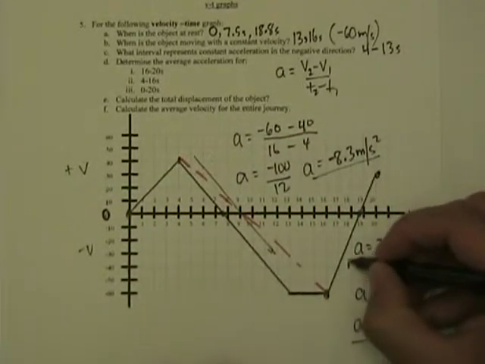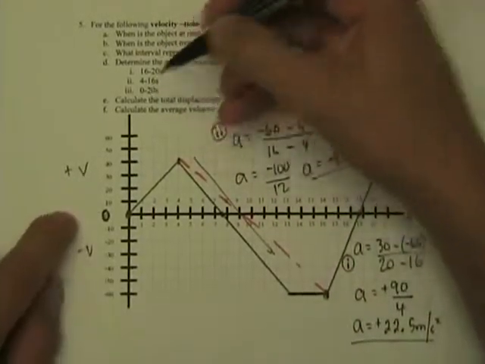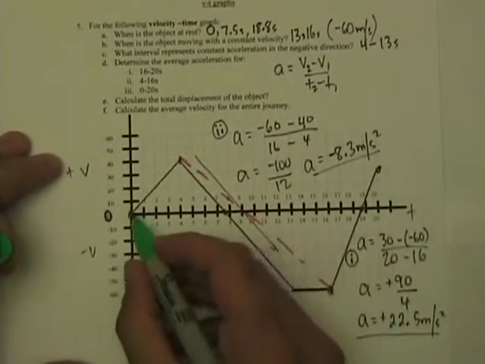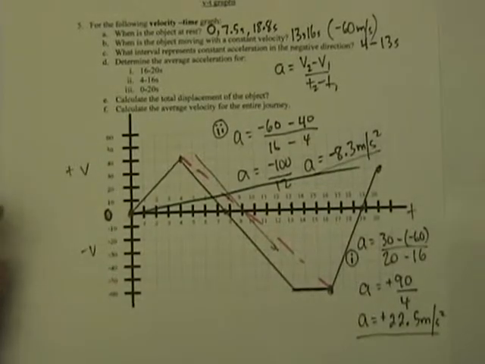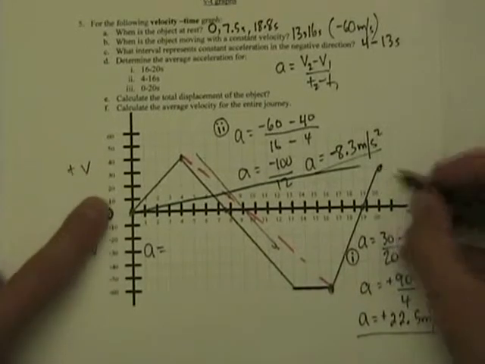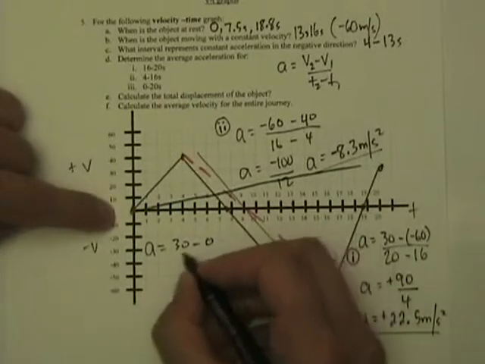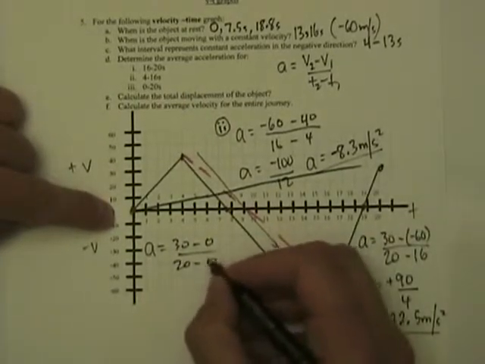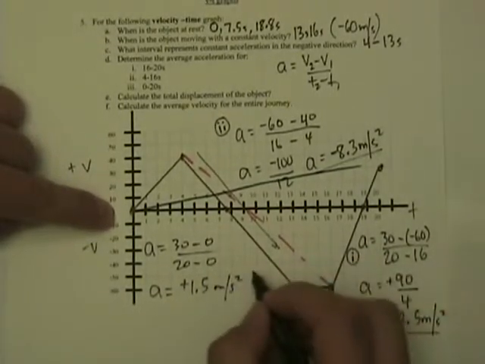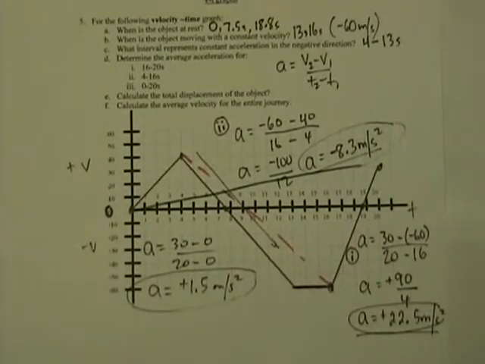Okay, so there's for I, there's for double I, and now we got to find from 0 to 20, which is going to be from here to there. Let's see if I have a color. That's going to be this line between there and there. So that's going to end up being v2 minus v1. So v2 is 30 minus v1, which is 0. t2 is 20 minus t1, which is 0. So you're going to end up with positive 1.5 meters per second squared. So there are your 3 average accelerations.